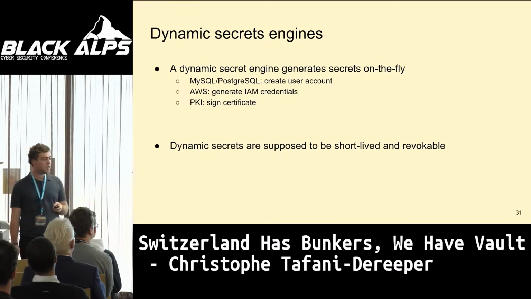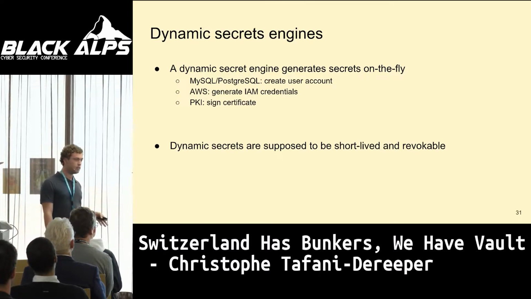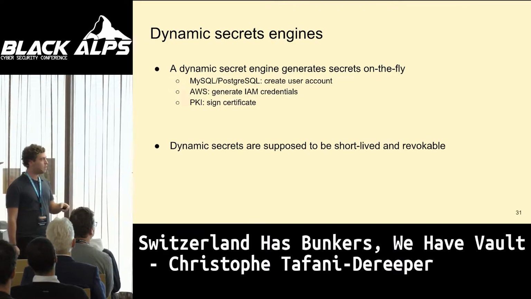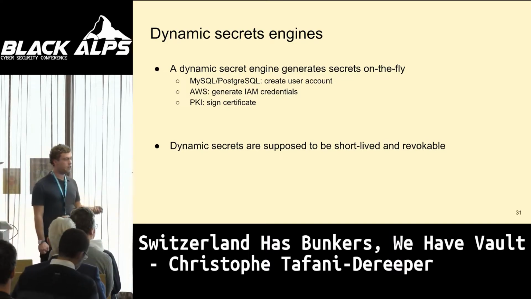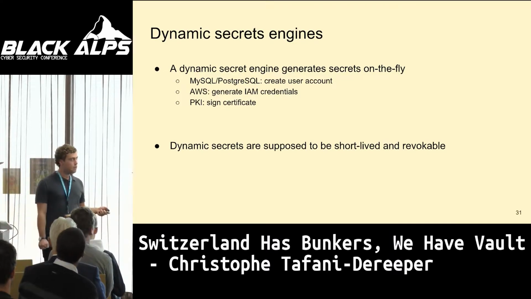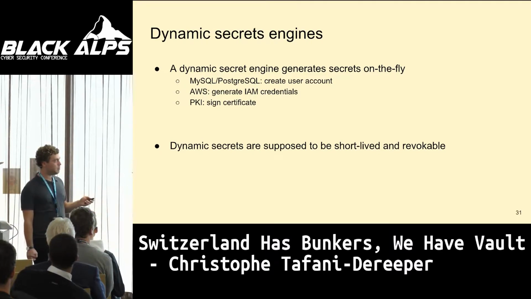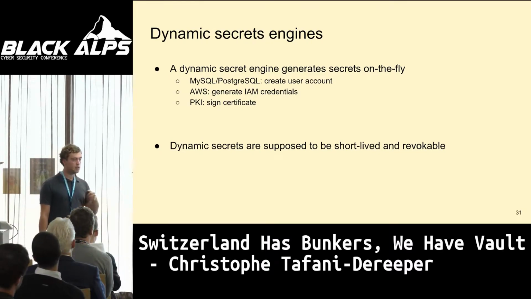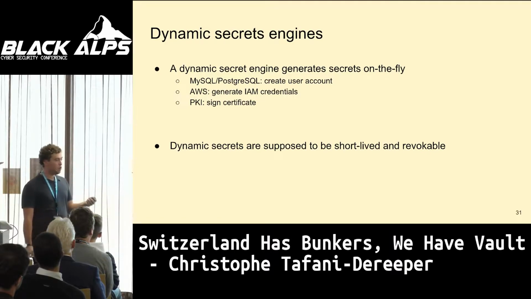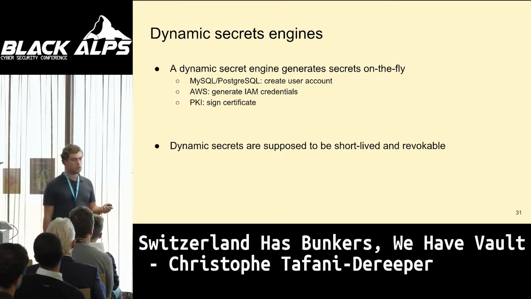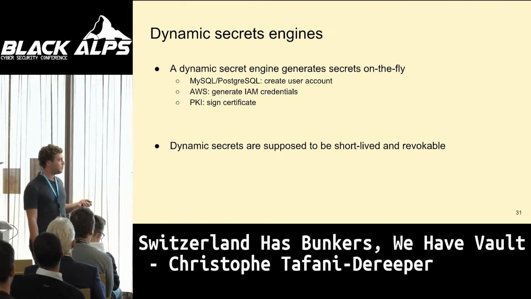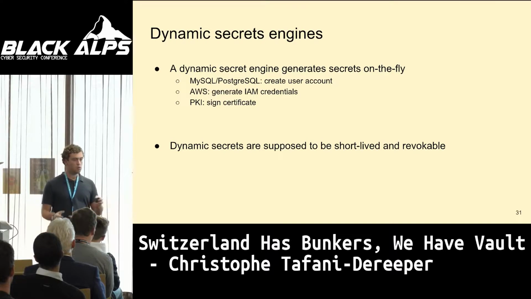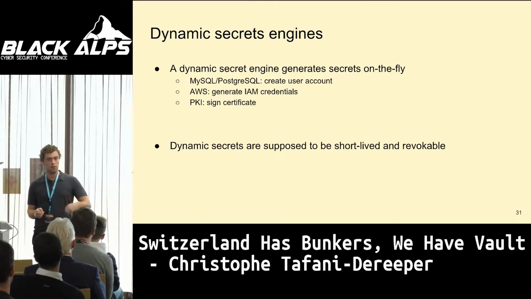This is not a very exciting feature of Vault, and most of the power of Vault comes from the dynamic secret engines. Here, the principle is that you give Vault a certain level of access to a certain technology or platform, and then it's going to be able to dynamically generate some credentials. For MySQL or PostgreSQL, it means that it's going to be able to dynamically create user accounts. For AWS, it's going to be able to generate IAM credentials on the fly. And for the PKI secret engine, it's going to be able to hold a CA certificate key and sign certificates on the fly, and these kinds of things.